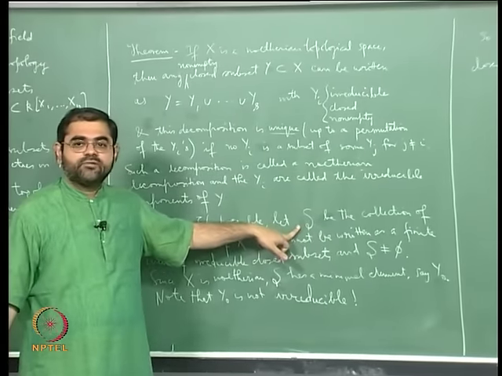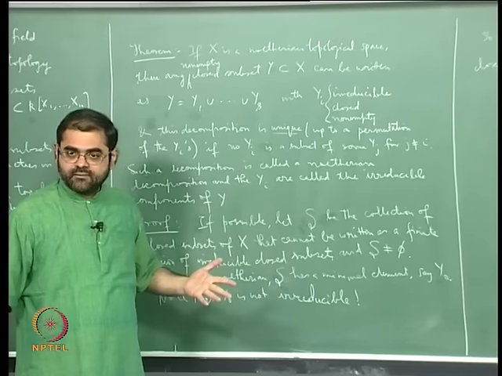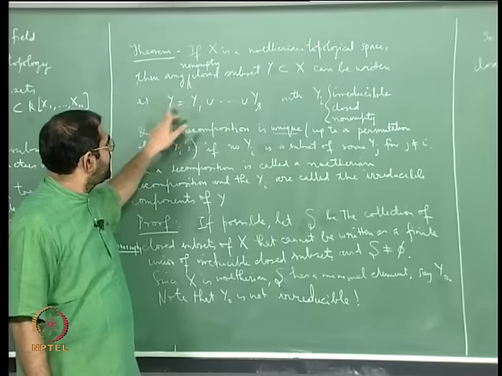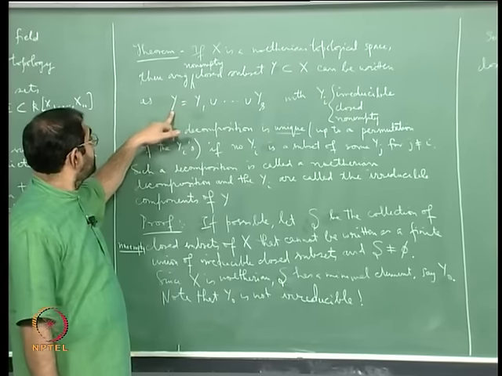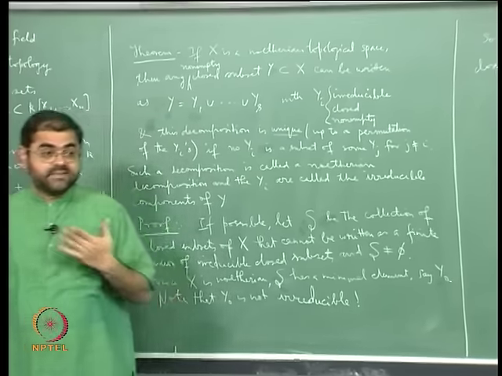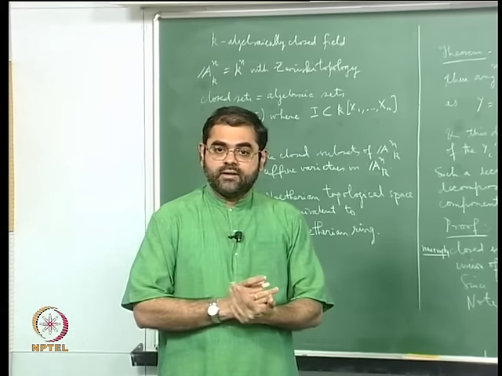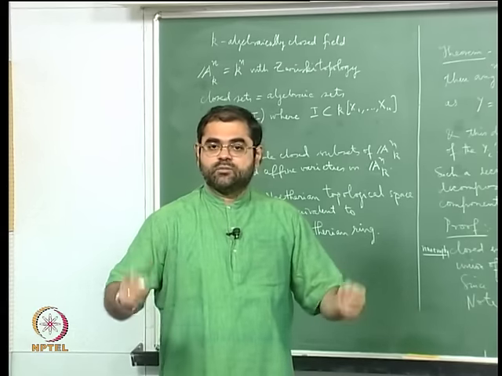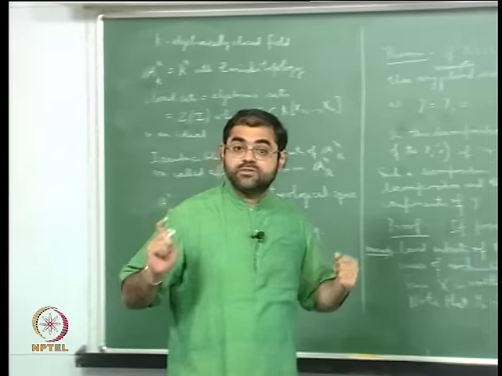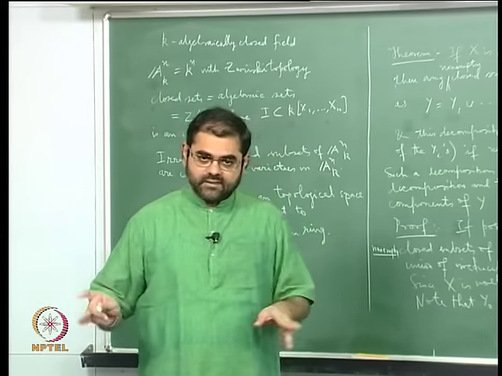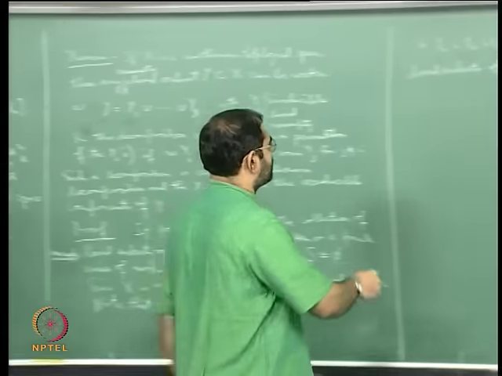So this contradiction tells you that script S has to be empty, and this argument finally tells you that every non-empty closed subset is necessarily writable. It can necessarily be broken down into finitely many irreducible closed subsets. So this gives you the existence of a decomposition, not yet the uniqueness. We'll get the uniqueness next. So let me write that down.